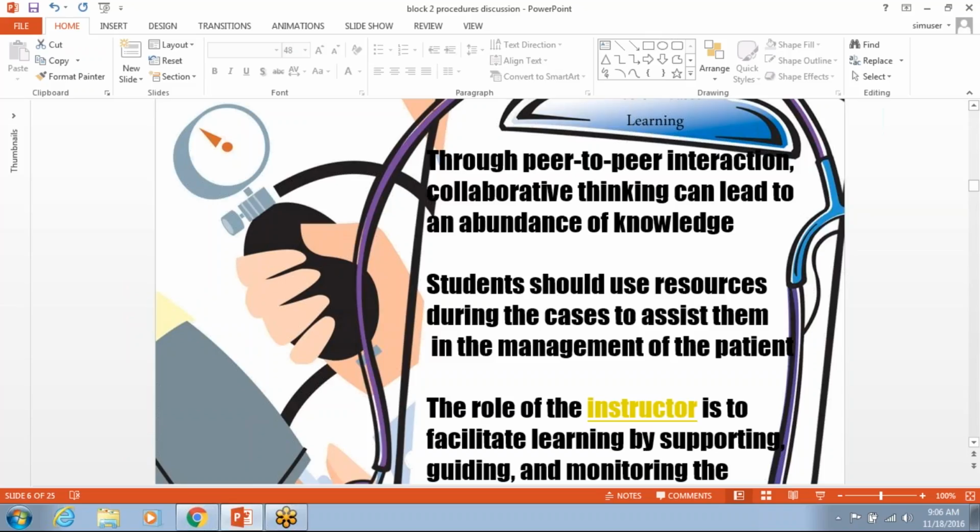So problem-based learning is where, through peer-to-peer interaction, collaborative thinking can lead to an abundance of knowledge. The point of this is that the students should be leading the case, with a little bit of moderation and direction from the faculty member. But really, if a student has a question, they should be asking each other and trying to come up with an answer before the faculty member just gives away the answer. The students are free to use resources during the case to assist them. So if they don't know the treatment of asthma or DKA, they can look it up. And really the role of the instructor is to facilitate the learning by supporting, guiding, and monitoring the process.